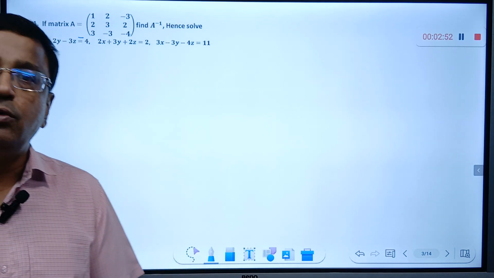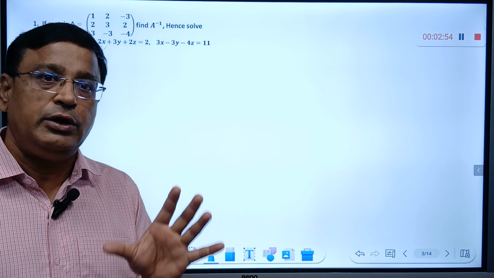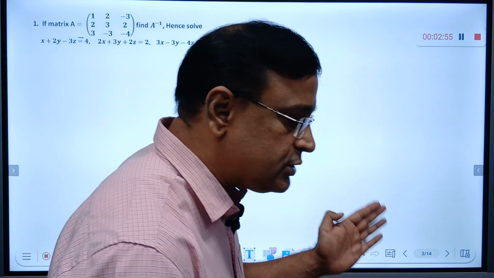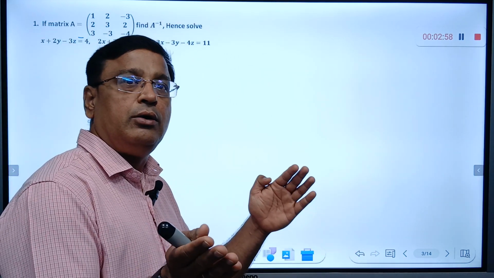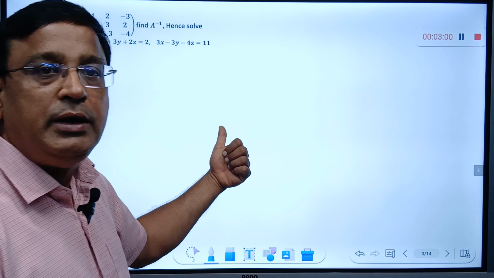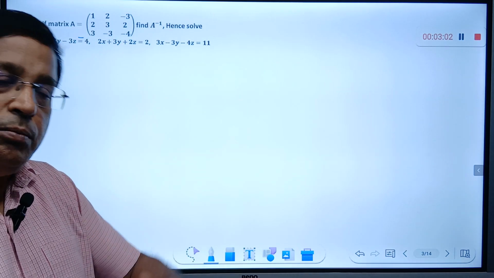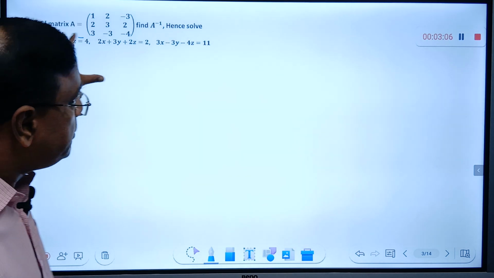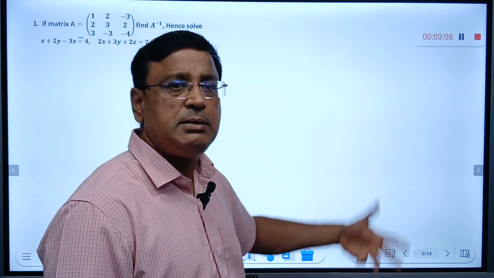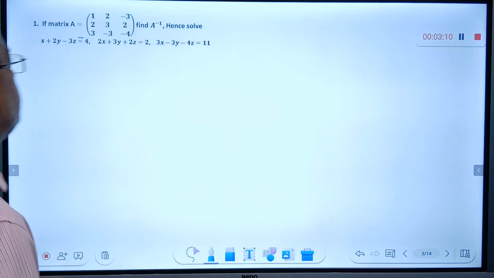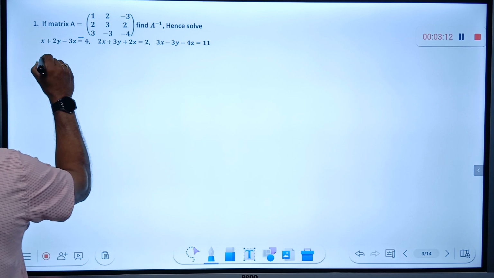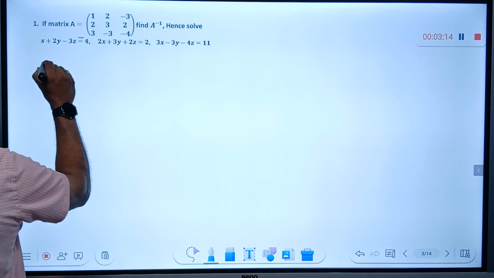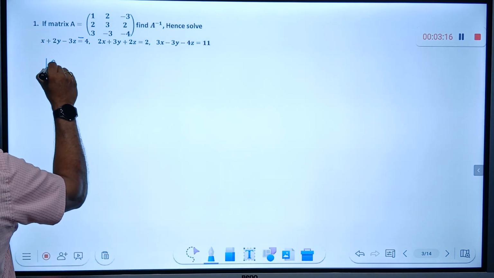We already know how to find A inverse, right? I assume that you know it, because that has been done in the previous video. In case you don't know, please refer to that. For the benefit, I will do one sum here completely. Maybe in the next sum I will write A inverse directly. Now for finding A inverse, first I have to find the determinant of A. Now how do I find the determinant of A?